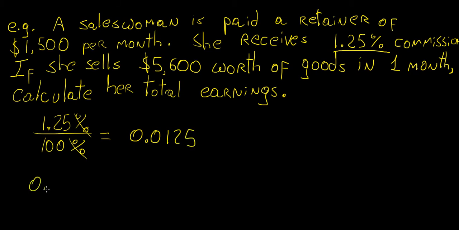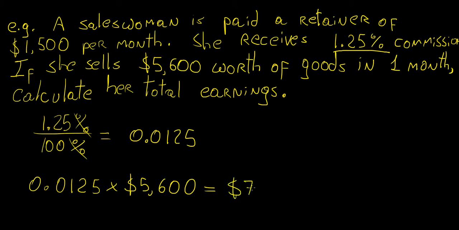Okay, so now we're going to multiply this by the total amount of money that was sold, or the total sales value. So 0.0125 times 5,600, that's going to be $70. And that's basically going to be it for the whole month.